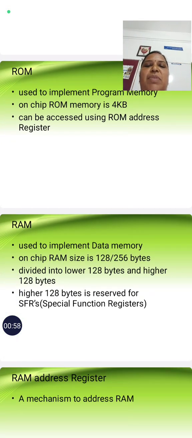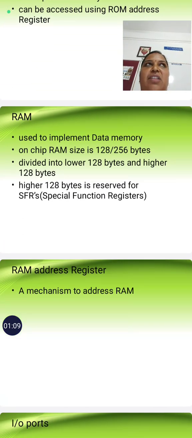RAM is used to implement data memory. On-chip RAM size is 128 or 256 bytes. It is divided into two equal parts of 128 bytes. Special function registers are also available in the upper 128 bytes. Then RAM address registers.